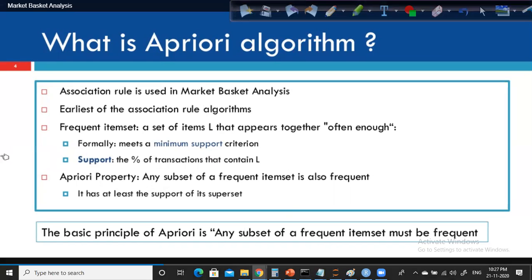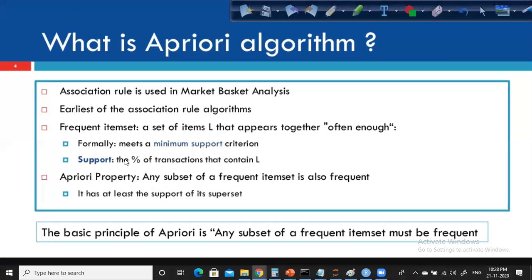Now let us understand certain terminology. Frequent item set. You know item set, right? A set of items that appears together often enough, that is called a frequent item set. An item set is nothing but a pair, right? Frequent pairs. Formally, support: it meets a minimum criterion, and support is the percentage of transactions that contain the frequent items.